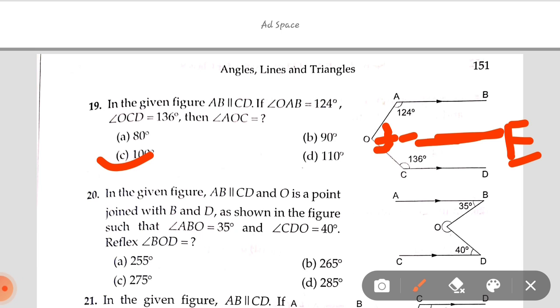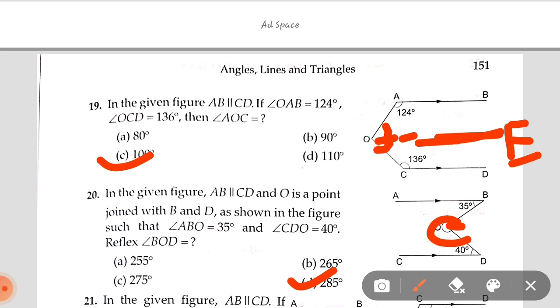In the given figure, AB parallel to CD and O is a point joined with B and D as shown in the figure, such that angle ABO is equal to 35 degrees and CDO is equal to 40 degrees. Reflex of angle BOD, you have to find this type of angle. 20 number, answer is 285 degrees.